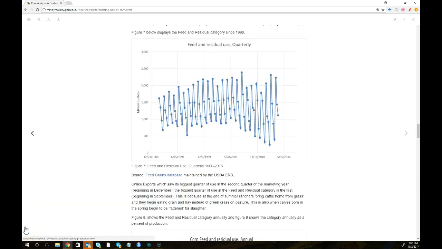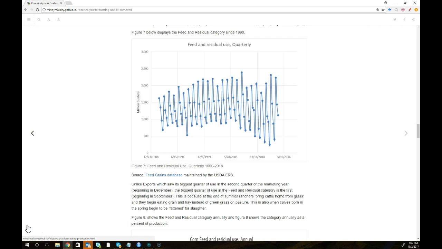However, this category does exhibit a very high degree of seasonality, and that's largely because of what it mainly is. So we talked about how the errors get impounded into this category, but primarily at a base level, the corn that's in this category is the corn that's being fed to livestock.